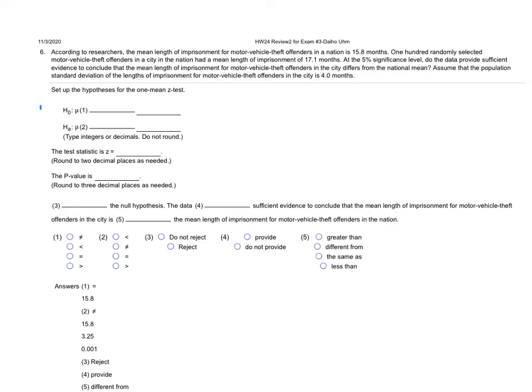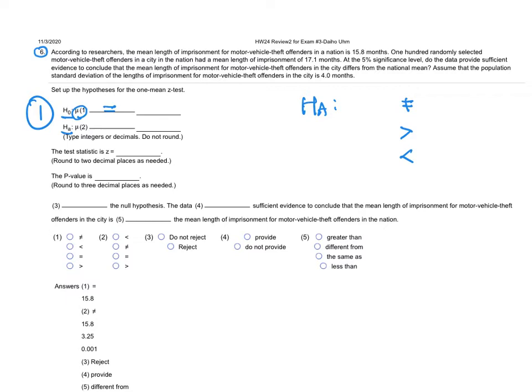Step number 1, we have to state the null and alternative hypotheses. The null hypothesis must always be mu is equal to, but in the alternative hypothesis we have 3 inequalities: not equal to, greater than, less than. I'm just looking at number 6.